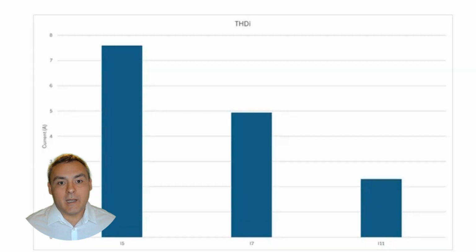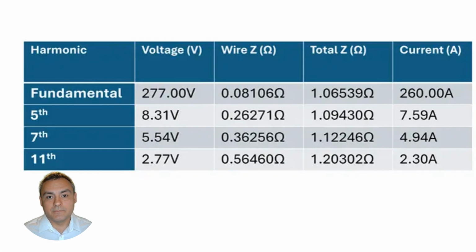If we were to repeat this process for the 7th and 11th harmonics, we would see the 4-aught conductor total impedance to be 0.3626 ohms and 0.5646 ohms respectively. We would see the total current for the 7th and 11th harmonics to be 4.94 amps and 2.30 amps respectively. By the way, I'm doing all this math in Excel to show that it is quite feasible without fancier computational software. I have the THDI plot shown here. I put everything in this chart too.